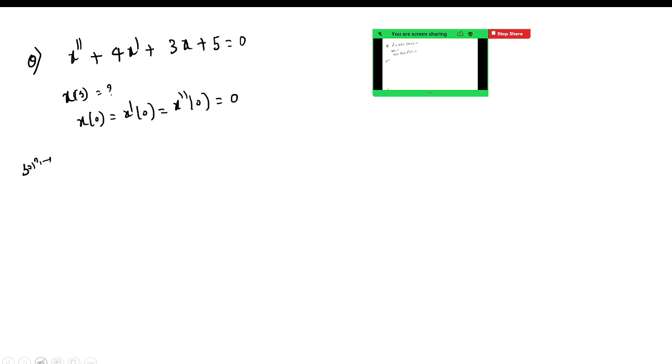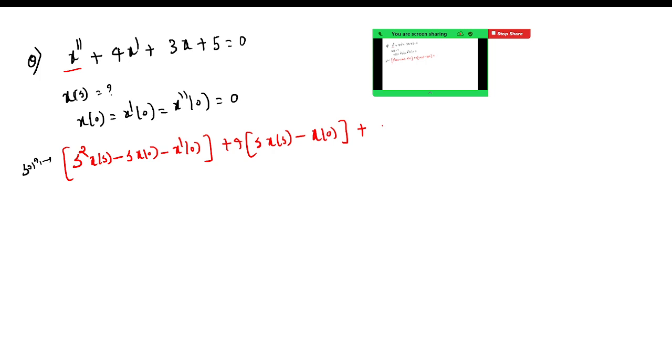So let's see how we can solve this particular problem. It's very simple. So x'' I can write as s square X(s) minus s x(0) minus x'(0). This is for the second order differential, plus 4 into, I can write, sX(s) minus x(0), plus for this 3 I can write X(s), plus for this one 5 by s, equals 0. I'm just taking the Laplace of the whole differential.